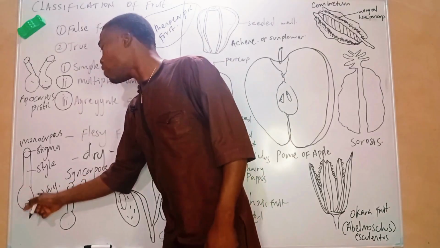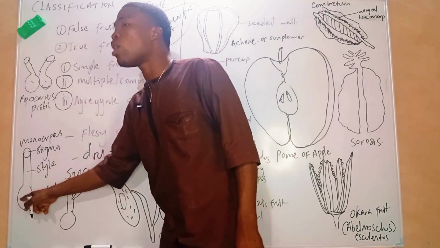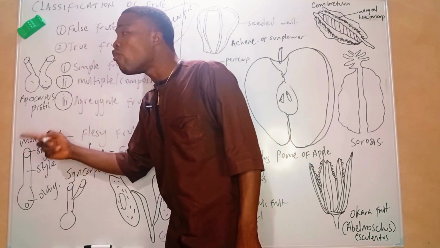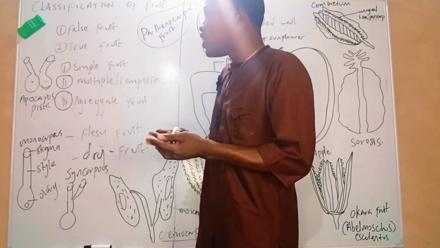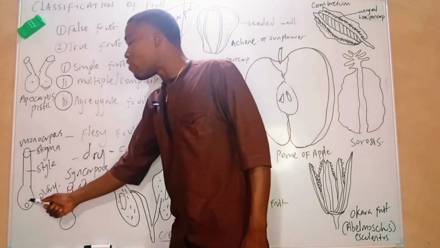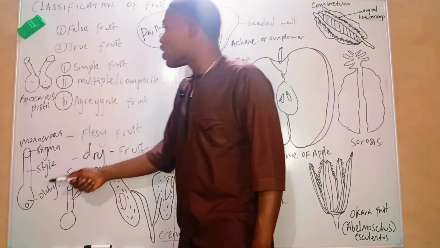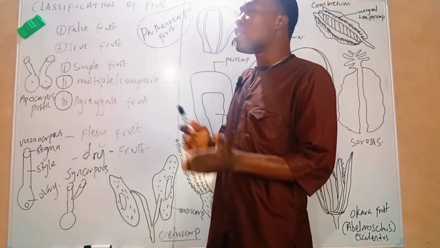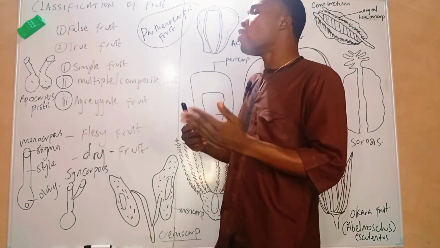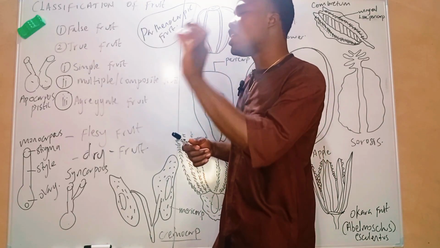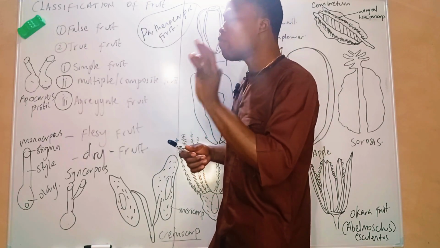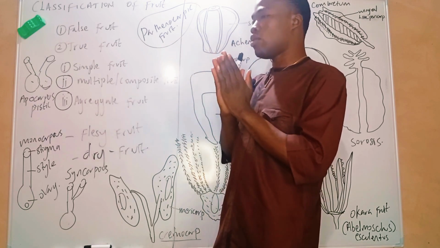Okay, so that's what I'm trying to say: some ovaries can have more than one ovule. Remember, the ovule becomes the seed upon fertilization. So some pistils could have more than one ovule. Simple fruits are usually one-seeded or multiple-seeded, but usually they come from a single ovary. They are monocarpous, so they come from a monocarpous pistil.